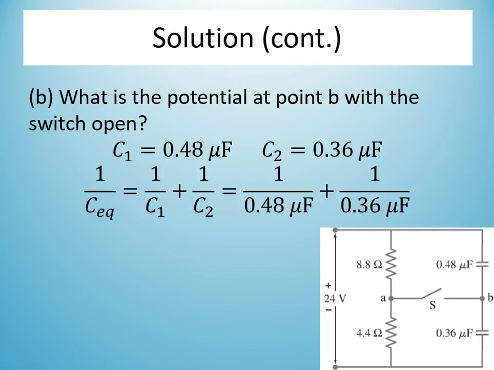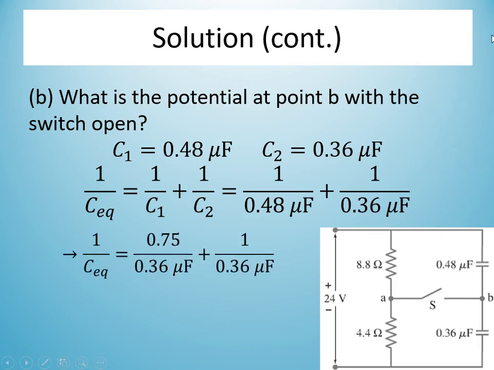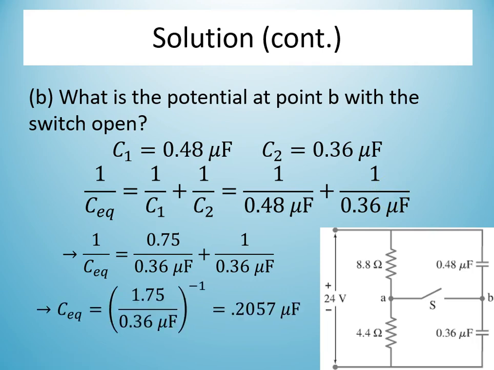So to figure out the equivalent capacitance, remember capacitors in series. To figure out that equivalent capacitance, you need to add the inverses and invert the result. So adding the inverses, here I noticed that I could get a common denominator by multiplying this whole thing by 0.75 over 0.75. So I did that sneaky little thing, and we get 1.75 over 0.36 microfarads is equal to the inverse of our capacitance. So inverting that result to get our capacitance, you get 0.2057 microfarads.